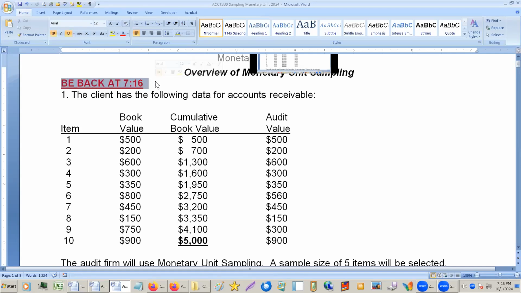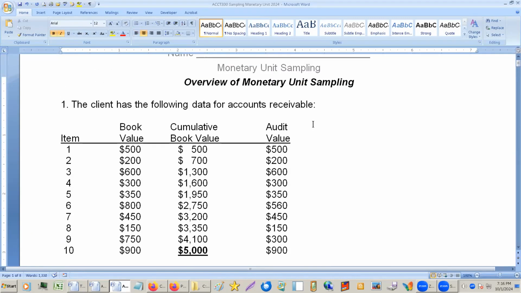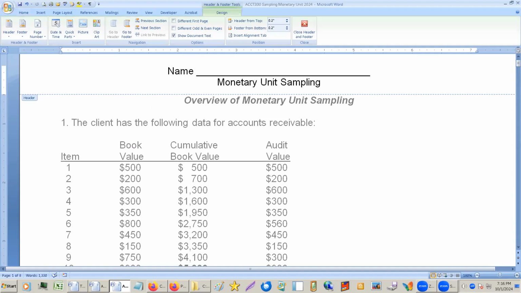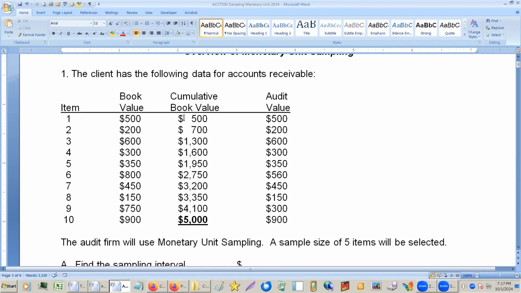All right, we'll go ahead and get started on monetary unit sampling. There's a few different names. I'm not going to go into them right now, but monetary unit sampling is a type of sampling. This is for auditors only. There's a very specific type of sampling that is only used by auditors. For some things, it's really good. For some things, it's not. But for some things, it's really good.